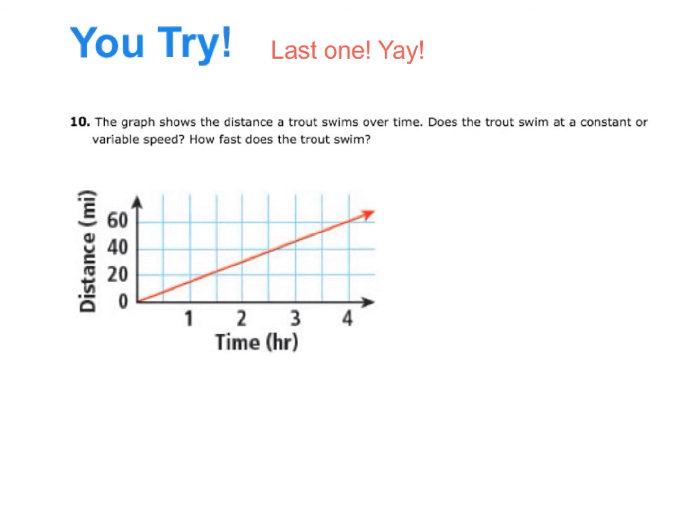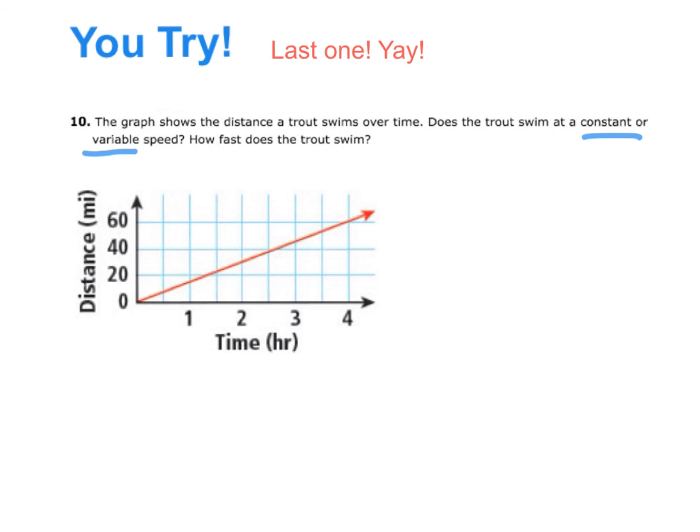So the first thing that we're going to do is find whether we have a constant or a variable speed, or slope. So we want to see if our slope changes over time or if it remains the same. Because it is a straight line, our slope will never change. It will go on forever and ever in the same path of travel. The other thing it's asking is how fast does the trout swim? Or what is the slope of the line?